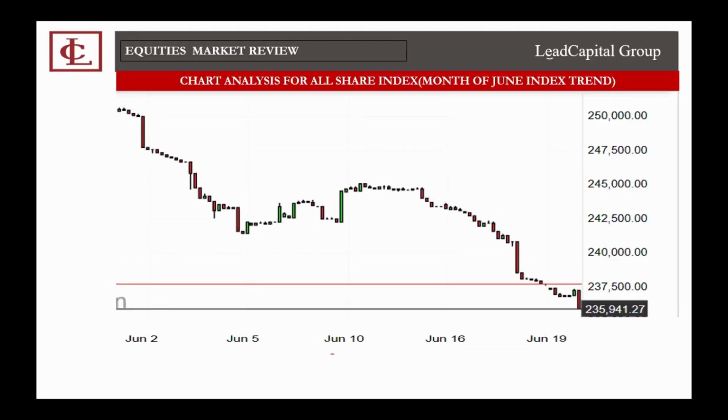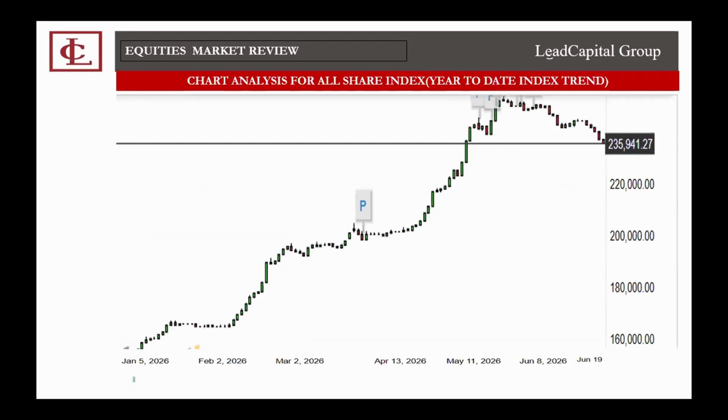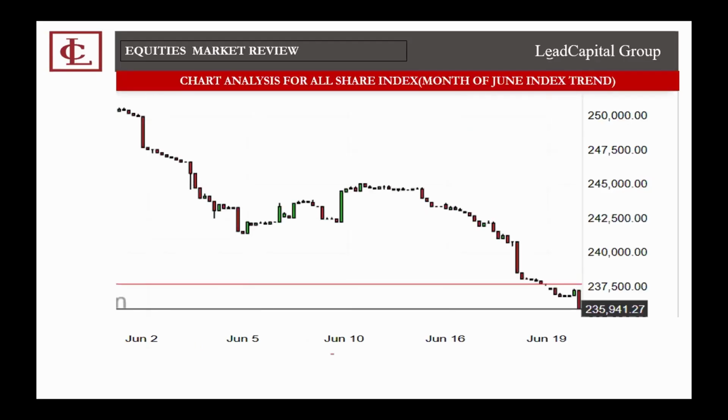While short-term sentiment remains cautious, the broader market structure remains positive as the index continues to trade significantly above its opening level for the year. So we expect that a successful defense of the 235,941 point support level will trigger renewed buying interest and a potential market rebound. Investors should remain focused on fundamentally strong stocks and take advantage of valuation opportunities created by the current market pullback.